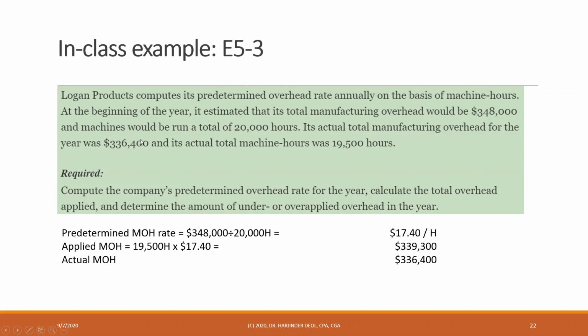So when we compare the applied manufacturing overhead to the actual manufacturing overhead, we can see that the applied manufacturing overhead is greater than the actual manufacturing overhead. So the company over-applied manufacturing overhead during the period by $2,900. That's basically the difference between the applied MOH, 339,300, and the actual MOH, 336,400.